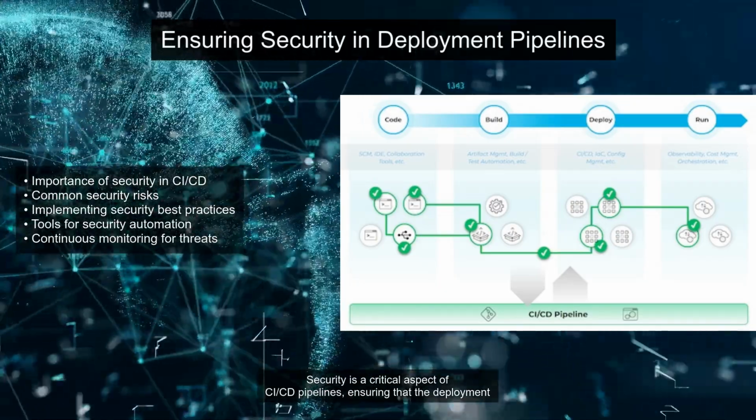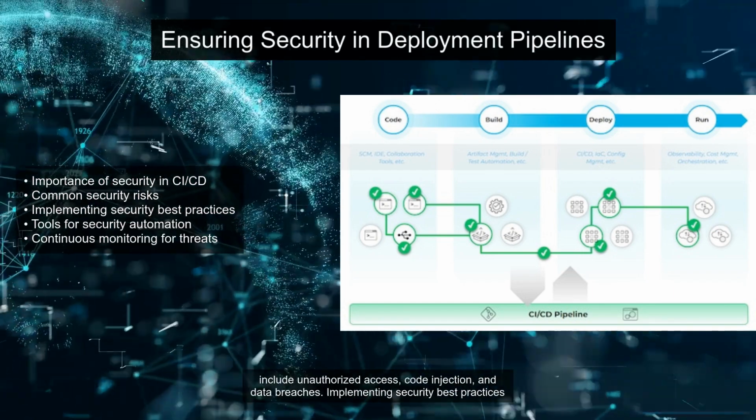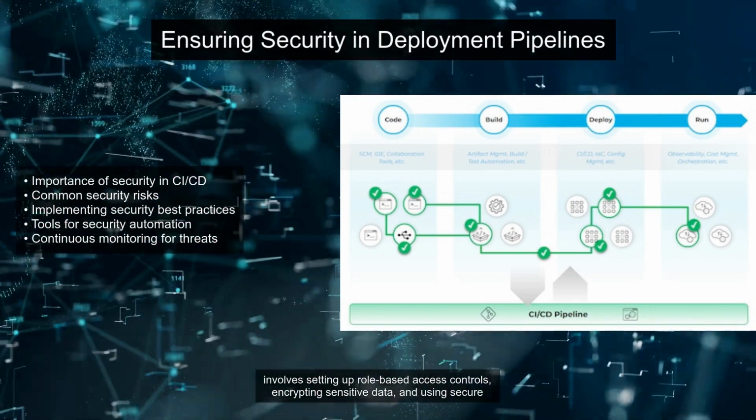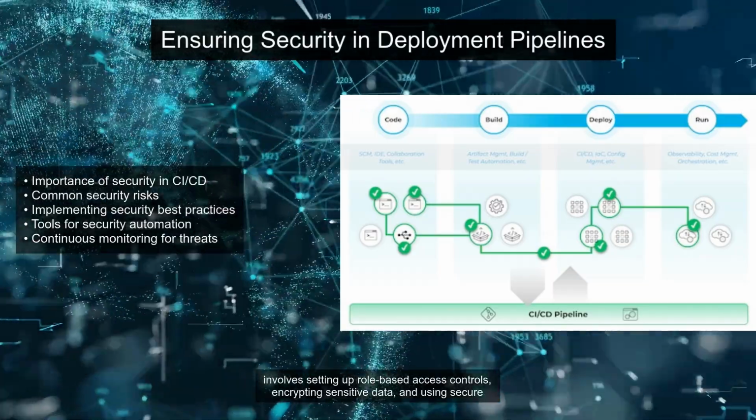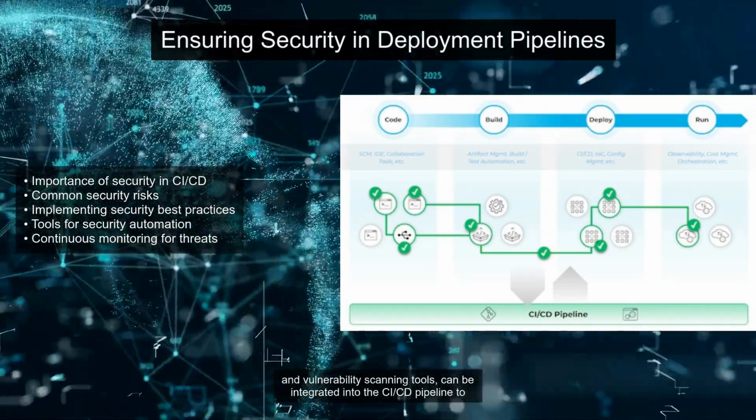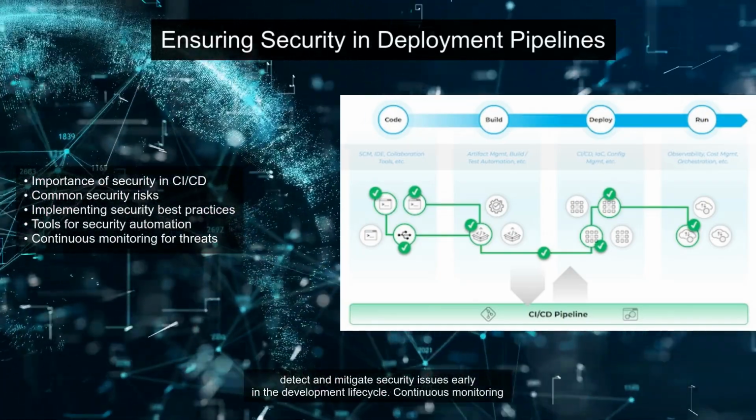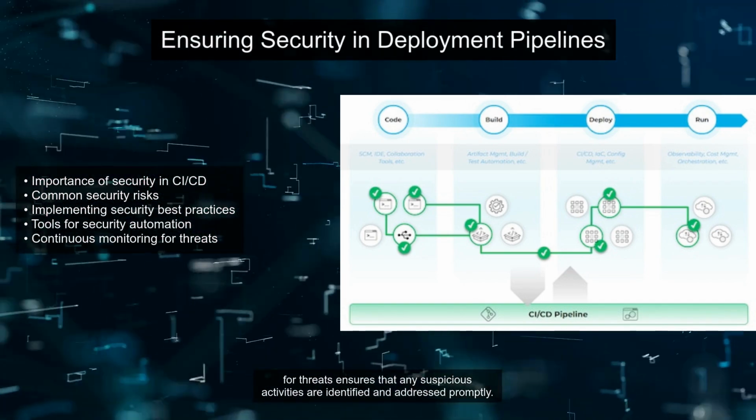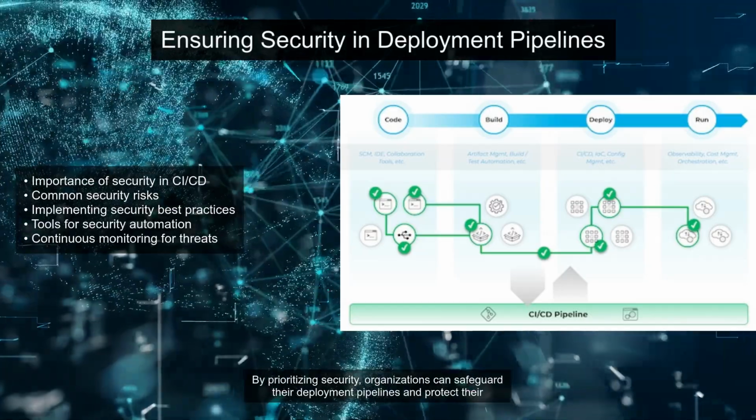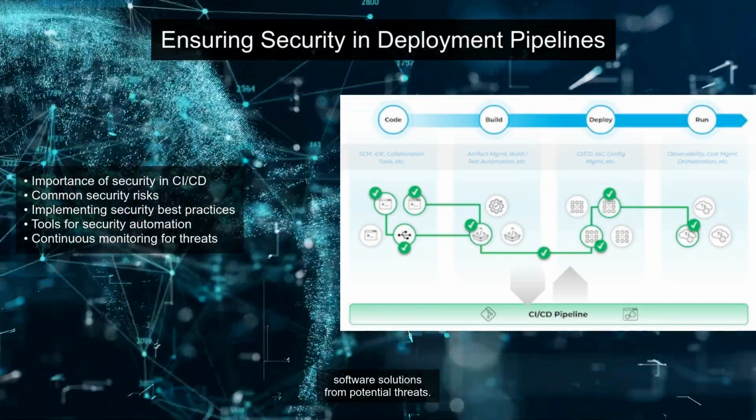Security is a critical aspect of CI/CD pipelines, ensuring that the deployment process is protected from vulnerabilities and threats. Common security risks in CI/CD include unauthorized access, code injection, and data breaches. Implementing security best practices involves setting up role-based access controls, encrypting sensitive data, and using secure pathways for data transmission. Tools for security automation, such as static analysis and vulnerability scanning tools, can be integrated into the CI/CD pipeline to detect and mitigate security issues early in the development lifecycle. Continuous monitoring for threats ensures that any suspicious activities are identified and addressed promptly. By prioritizing security, organizations can safeguard their deployment pipelines and protect their software solutions from potential threats.